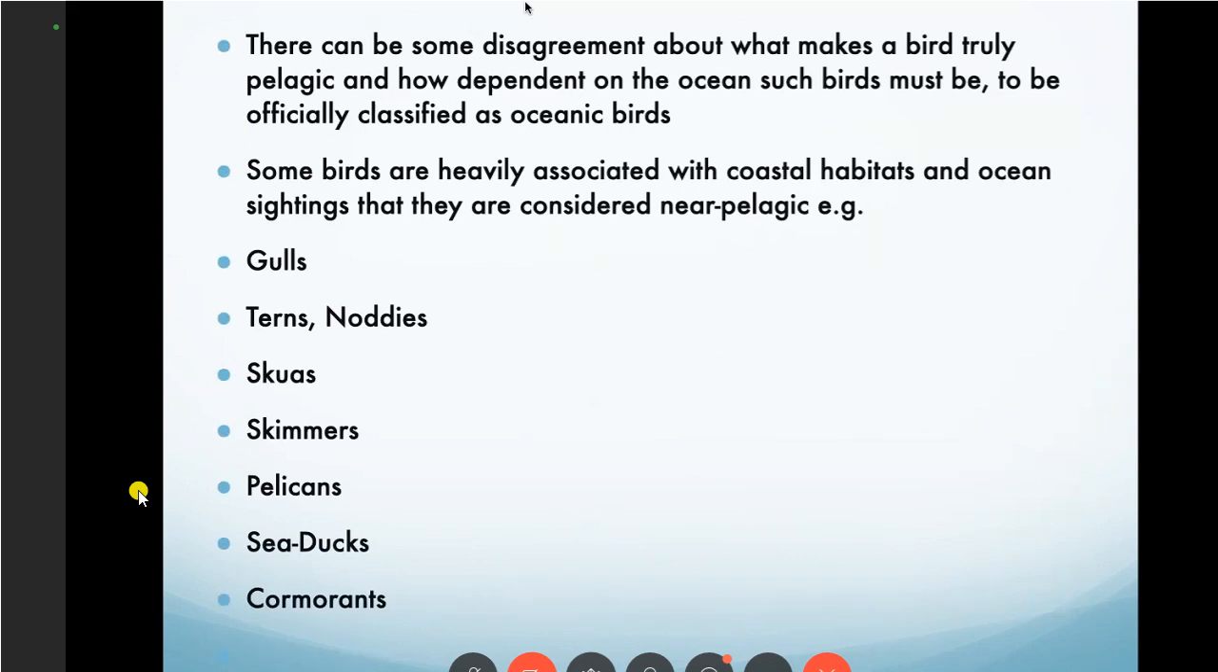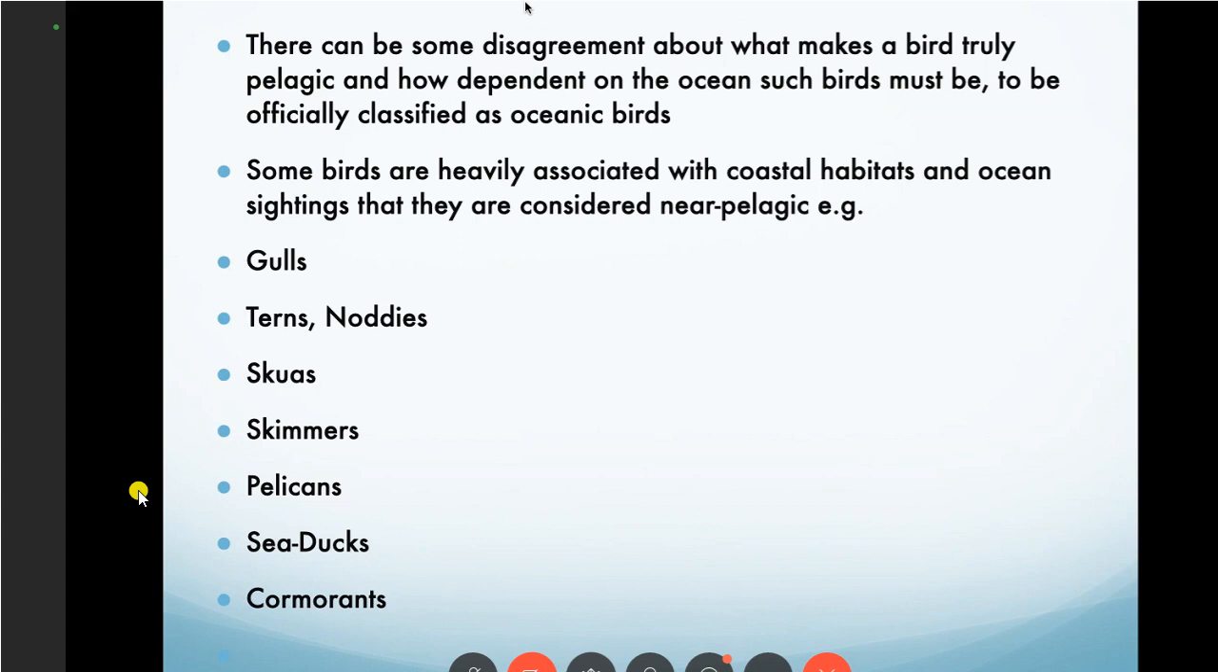So now let's take a look at what actually is pelagic and what is near pelagic, and let's get rid of this confusion between seabirds and pelagic birds. There can actually be a disagreement on what qualities and characteristics make a bird truly pelagic. There are some birds which are heavily associated with the coastal region, but they lack all these characteristics that we discussed together. All these are not there together.